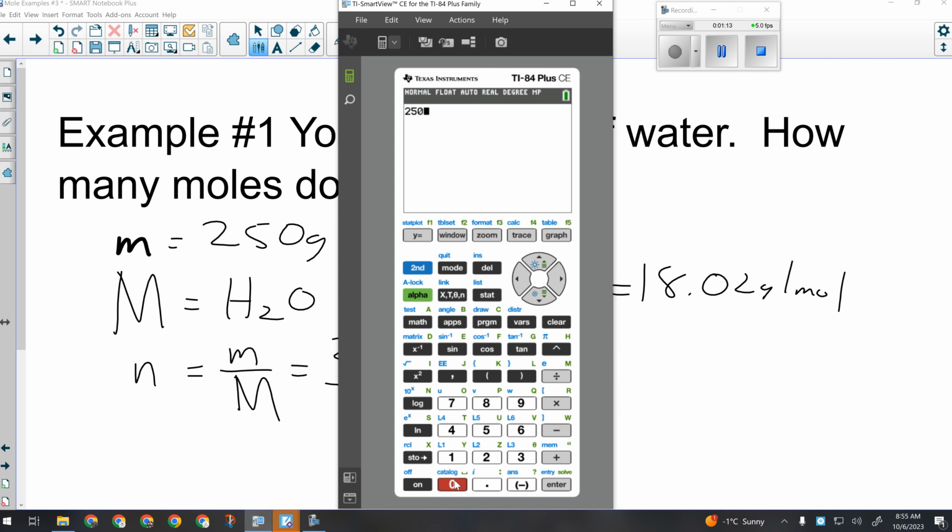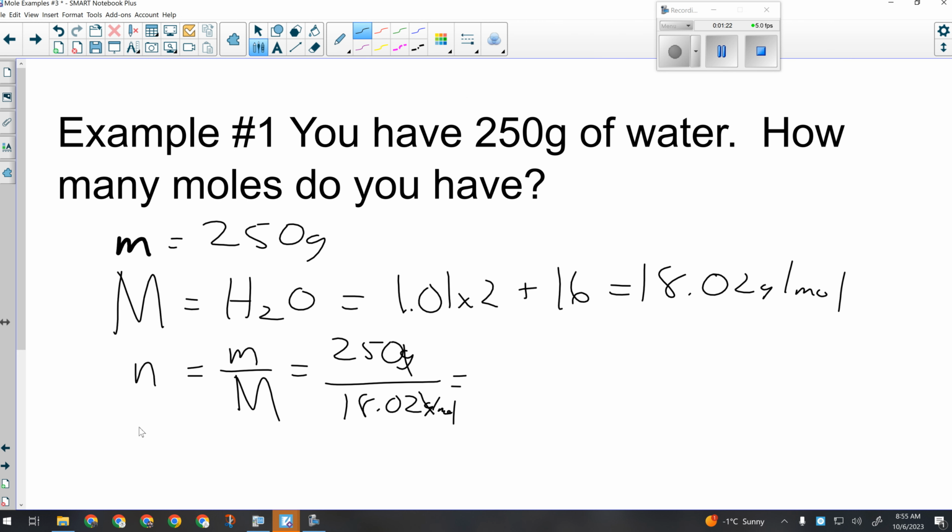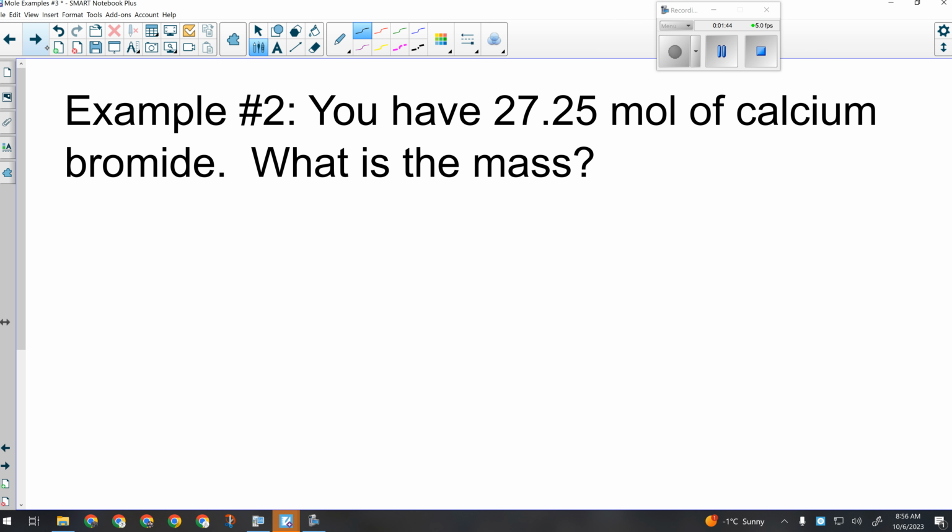250 divided by 18.02. All right, so we are looking at that being 13.9 moles. On a test, if you were to put 13.87, would you also get it right? Yeah. I absolutely could not in good conscience mark that wrong.